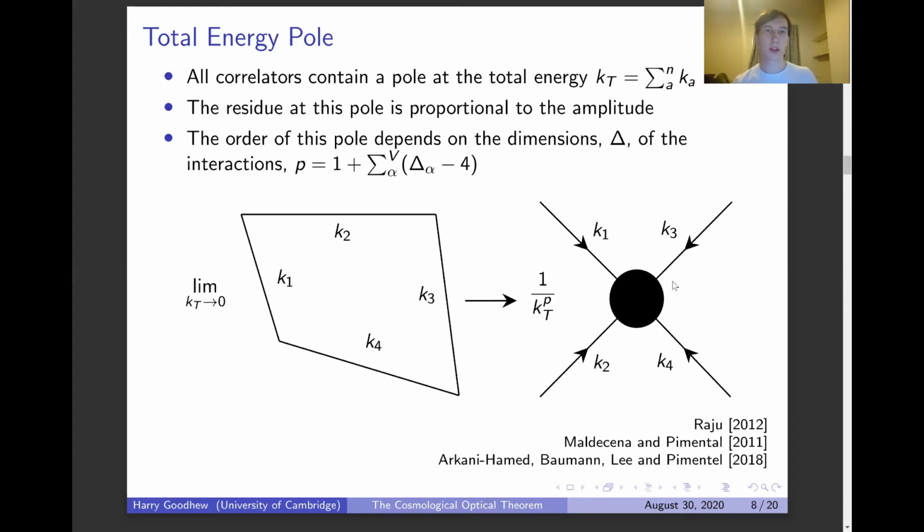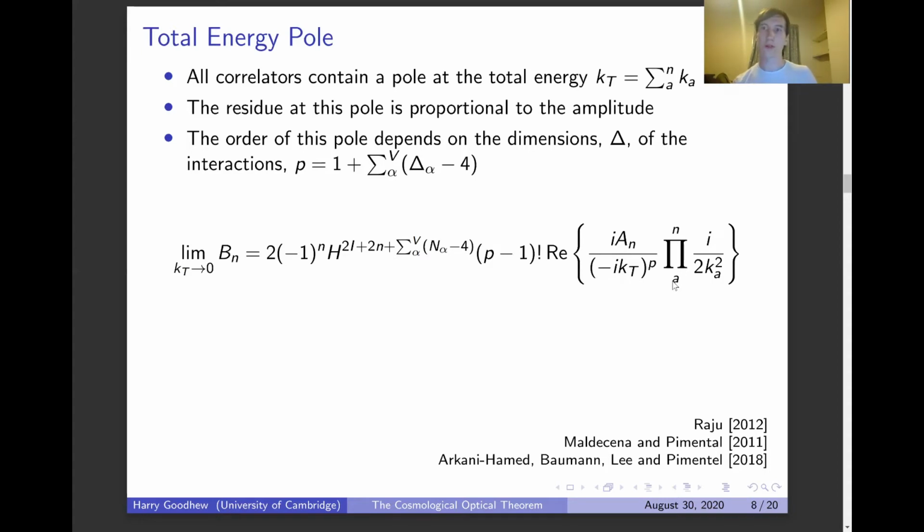It's by now well established that all correlators contain a pole at the total energy, and the residue at this pole is related to the amplitude, as is shown schematically in this diagram. The order of this pole depends on both the number of fields and also the number of derivatives on each of these fields, through the dimension of the operator at each vertex. I also show this in an algebraic form as well as this diagrammatic form, as we're not aware of this result elsewhere in the literature.